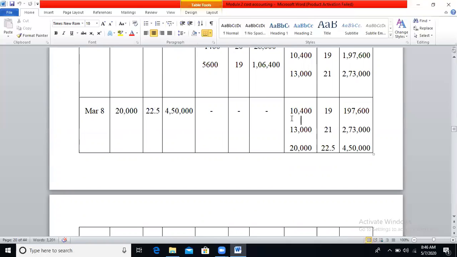So see the balance column. Still we have 10,400 units at rupees 19. If you multiply these two, you will get 1,97,600. Still we have 13,000 units at rupees 21. If you multiply these two, you will get 2,73,000. And the new purchase, that is 20,000 units at rupees 22.5, the total value you will get is 4,50,000.